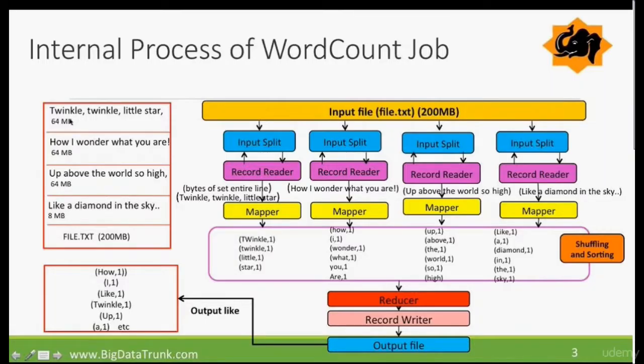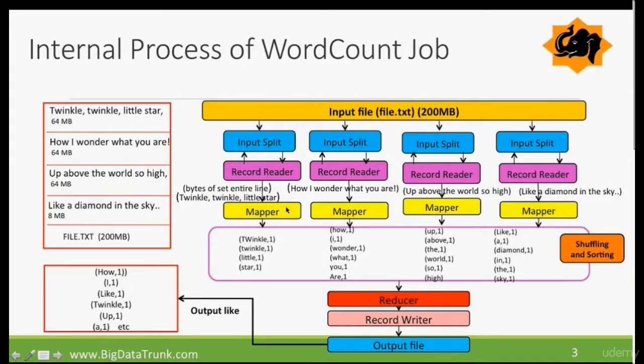These 4 blocks would be the input and given to different mappers. The 4 different mappers are generated because there are 4 parts; each part is given to a mapper. This is called the input split. So we have taken the input data and split it into 4 parts.